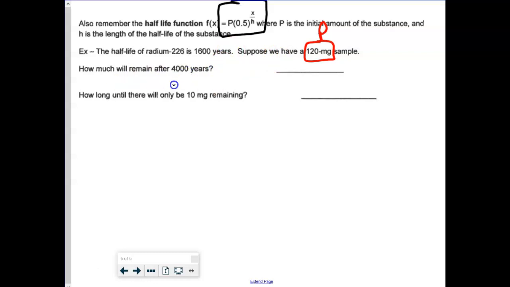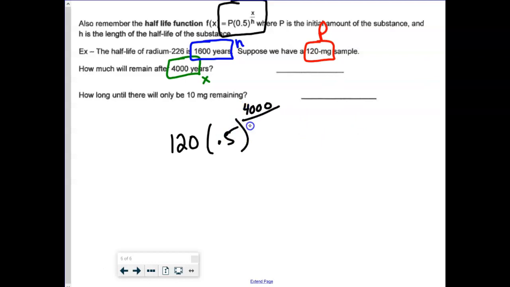How much will remain after 4,000 years? Now, this clue right here is the amount of time that's going to go by. That's the x. And then earlier in the question, it told you that the recorded half-life for radium-226, so this is the h, is 1,600 years. So in your home screen of your calculator, you're going to set up 120 times 0.5 to the power of 4,000 divided by 1,600.